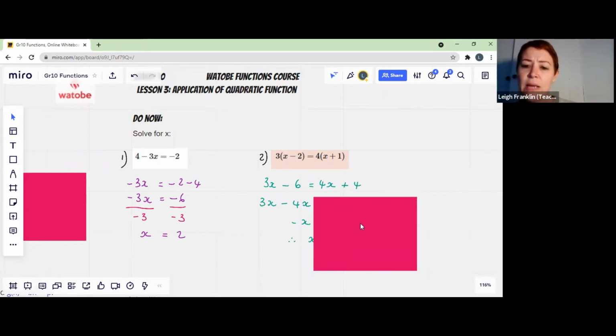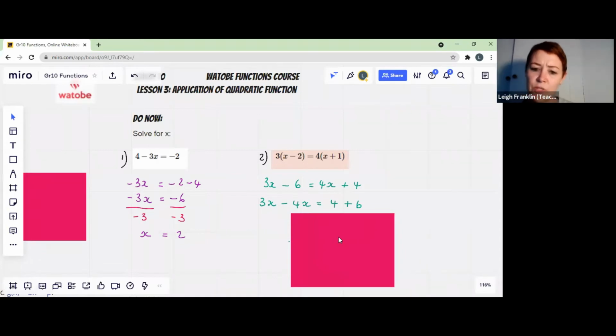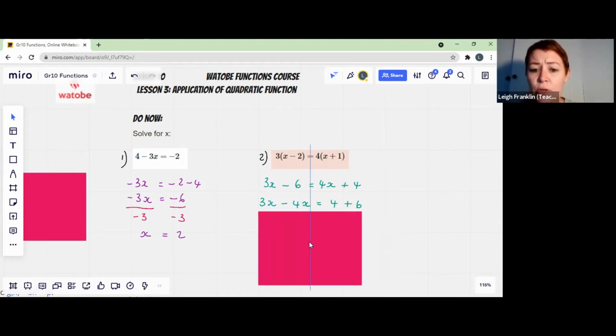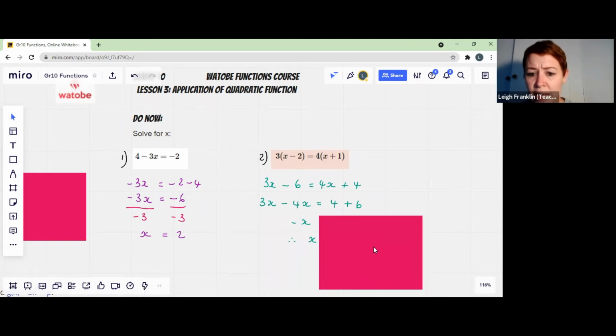And exactly the same thing happens with the signs with 4 and 6. 4 stays on the right, so it keeps its positive sign. 6 comes over to the right-hand side, so it changes its sign and it becomes a positive 6. Okay, so what we're really doing is we're subtracting 4x from both sides and we're adding 6 to both sides. When we do that, we've collected like terms. So 3x minus 4x gives us minus 1x. 4 plus 6 gives us 10.